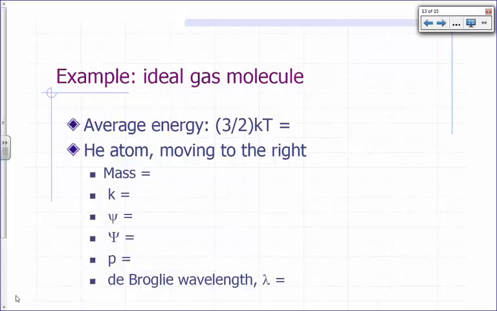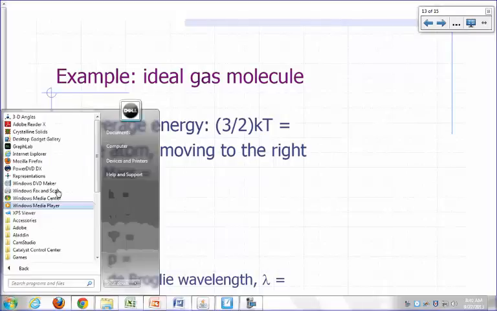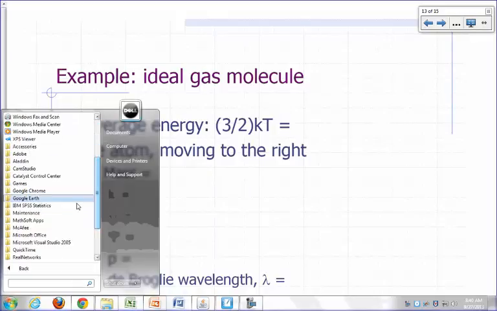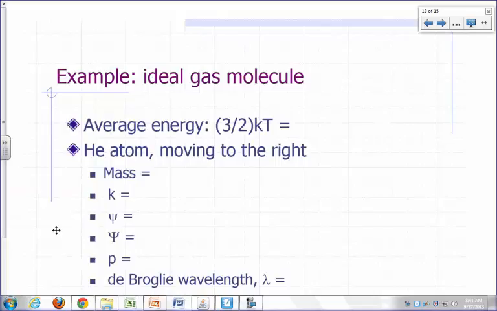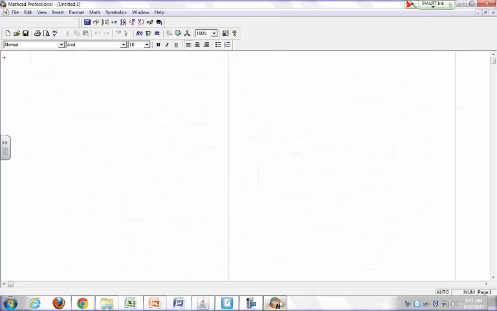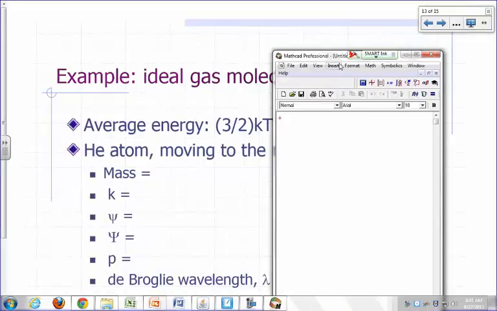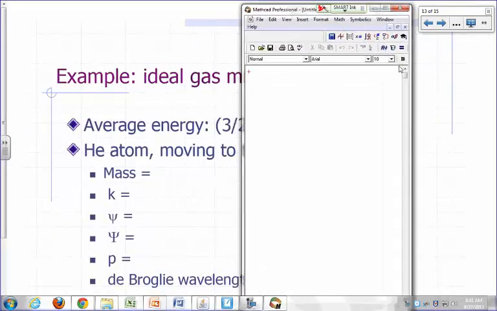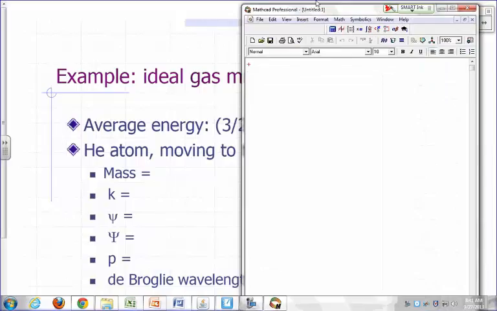We'll plot the psi for this one. So let's see. Bring up MathCAD. Zoom in on this. Alright, so let's define our energy.